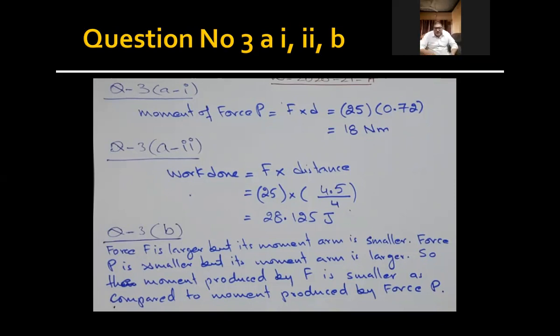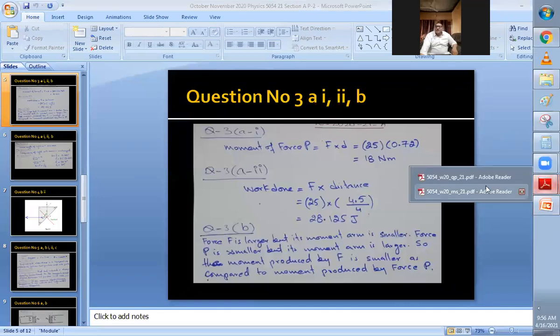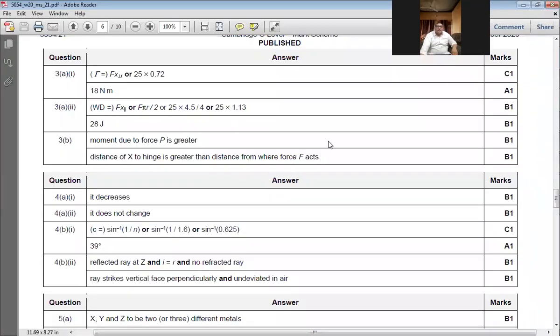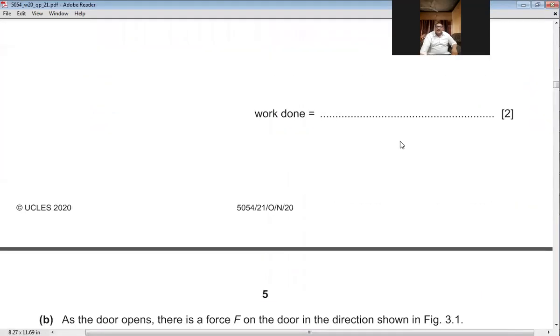So hopefully you have understood this, and now we can go check the marking scheme. 28 joules will be the answer. So I think it's good. So now move to the next part. Okay, let's move to the next part.